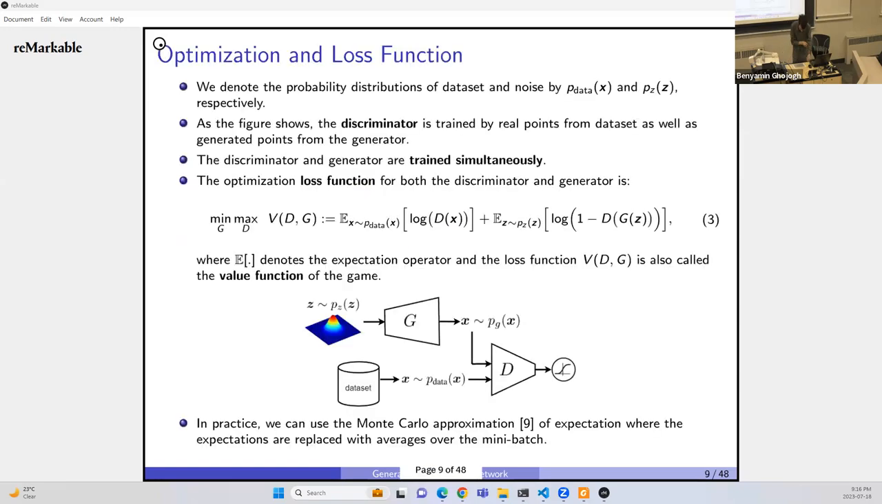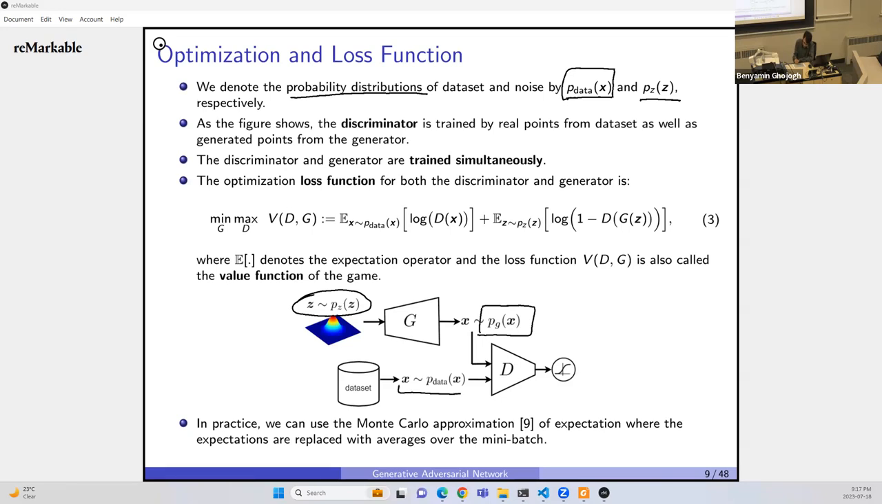Optimization and loss function. We denote the probability distributions of the data set and noise by P of data and P of Z. Z is a latent factor, latent variable, noise. The prior of it is P of Z. For data, the probability is P of data X, the probability distribution of the data set. This figure shows GAN, generative adversarial network. We have Z sampled from the prior of Z. It can be a Gaussian distribution, for example, some noise. We feed it to the generator. It gives us X, the data. It generates data with some probability distribution P of G of X, where G stands for generation. This might be a bit different from P of data X. Ideally, P of G should be equal to P of data. At the end, this is our desire, but P of G might never reach P of data.